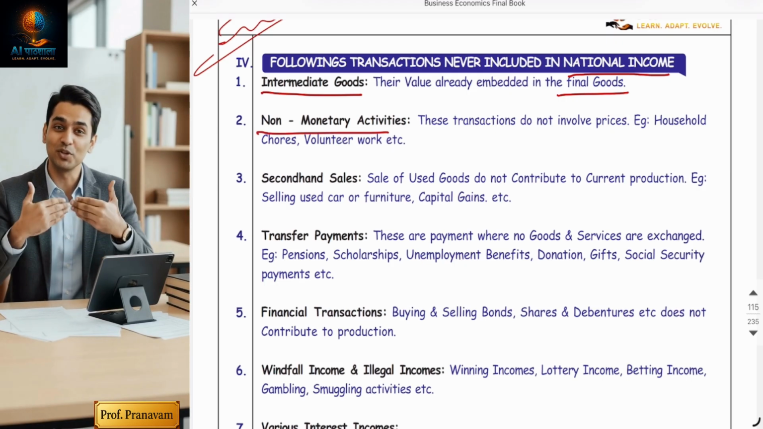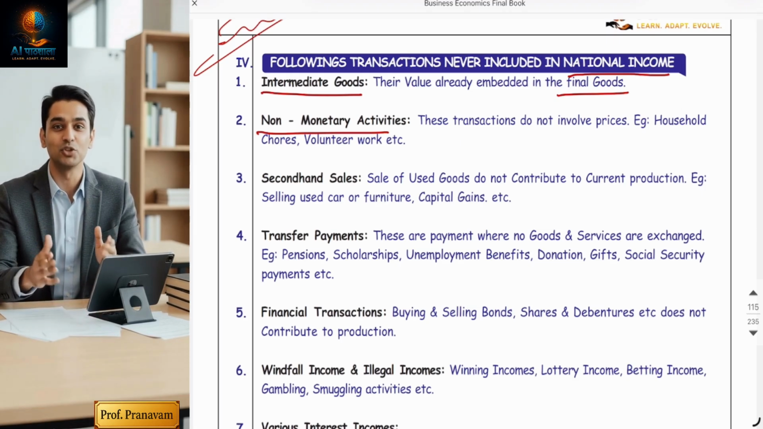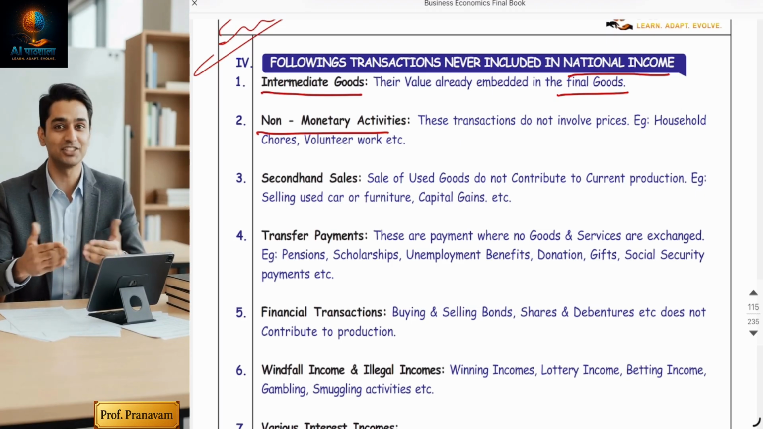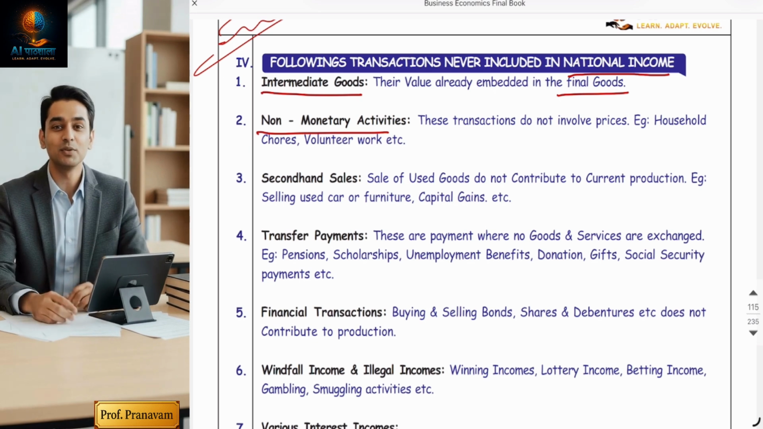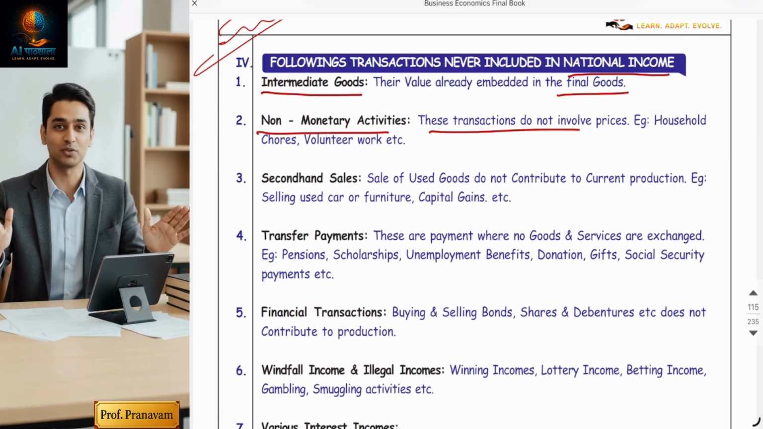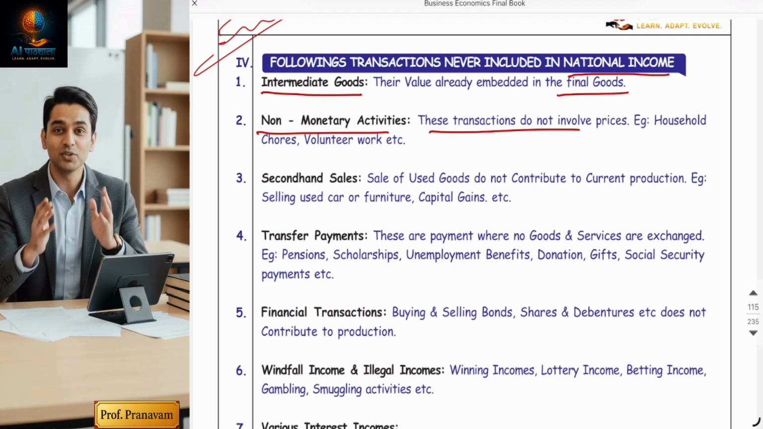Second is non-monetary activities like household chores, volunteer work, helping a friend, painting for pleasure. Why is this excluded? Because it has no market transaction, no price is involved. Here goods and services are produced, but it is free of cost, right? It has no monetary value, so it will not be included.